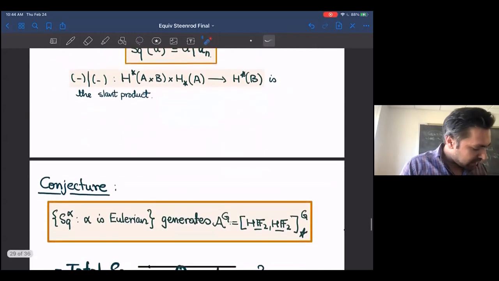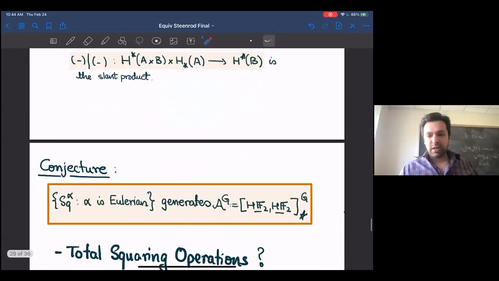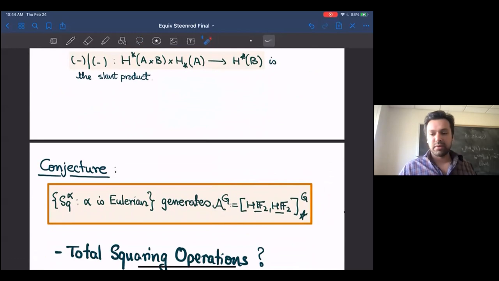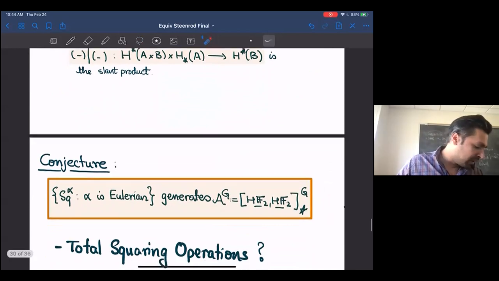Okay, and then there is an abstract question that one may try to answer without even solving anything, which is whether Eulerian sequences generate all Steenrod operations. To what extent this is true, I don't know. I'm also running out of time.